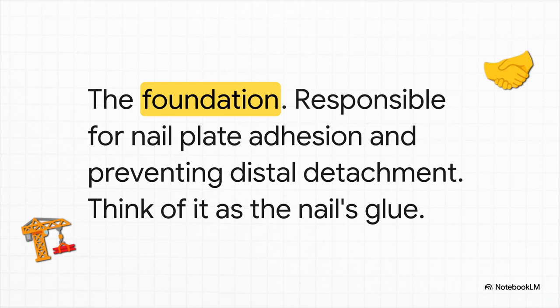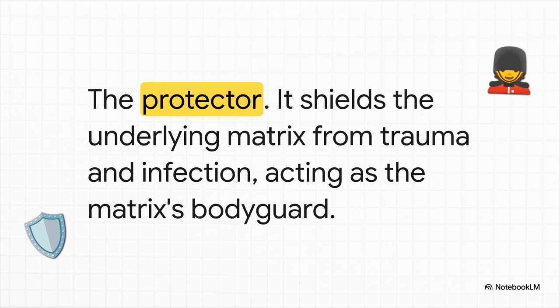And if the matrix is the engine, well, the nail bed is the foundation. Its number one job is adhesion. It's basically the glue holding the nail plate down. So it just follows, logically, that any pathology here, whether it's psoriasis or onychomycosis, is going to manifest as a failure of that adhesion. In other words, onycholysis. And finally, you've got the proximal nail fold, which basically acts as the matrix's bodyguard. Now, when this protector gets inflamed, paronychia, the problem can cascade. You get secondary damage to that underlying matrix, and that leads to plate abnormalities like Beau's lines.